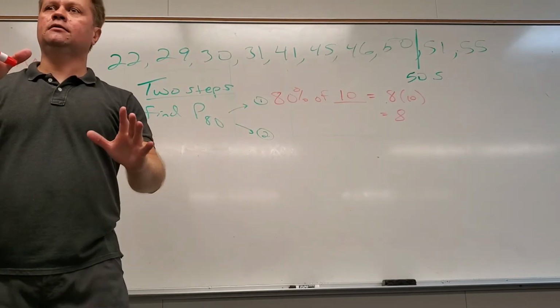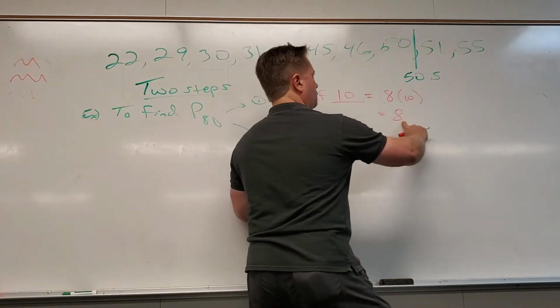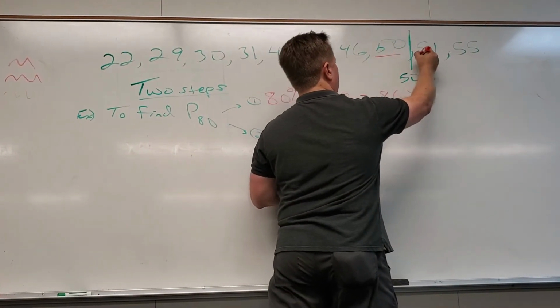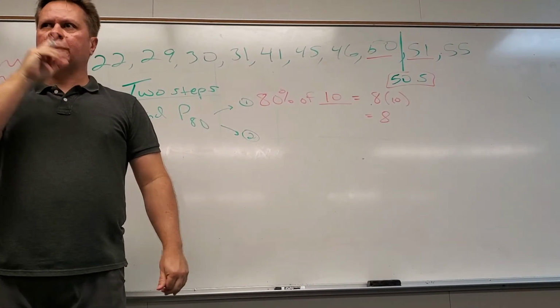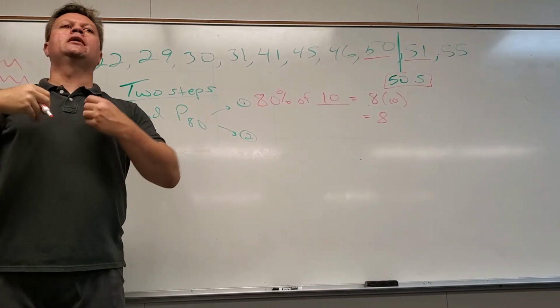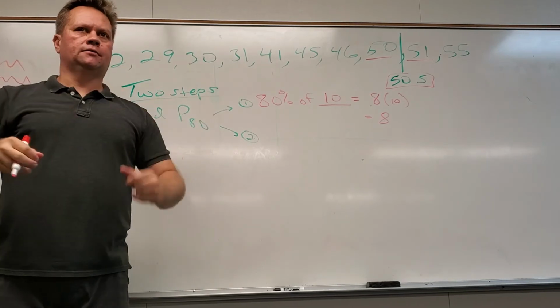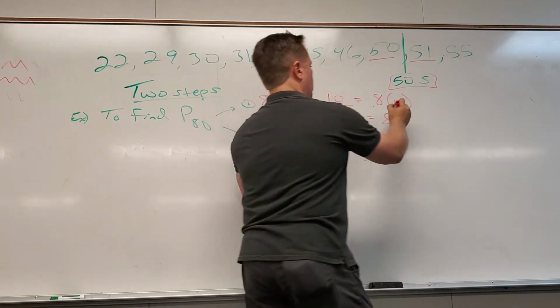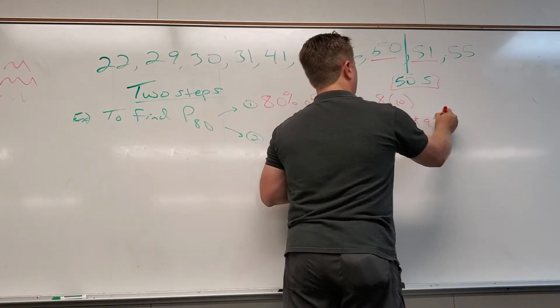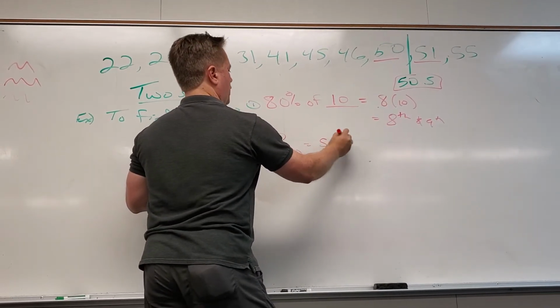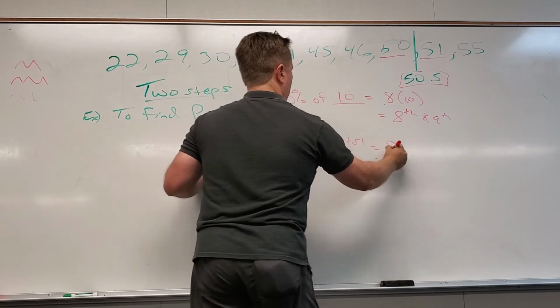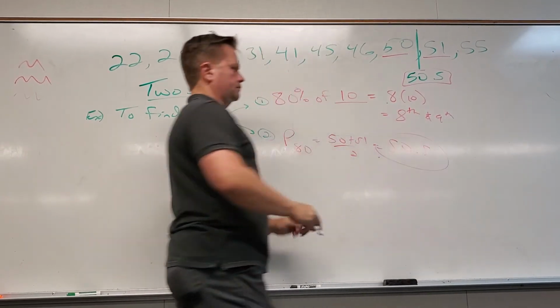Don't get excited. It's a whole number, which means I average the 8th and the 9th, which is exactly what we did, right? If I get a whole number on the first step, I average that one with the next. So I got 8, I average the 8th and 9th. So then P80 equals (50 + 51) divided by 2 equals 50.5. Bam.